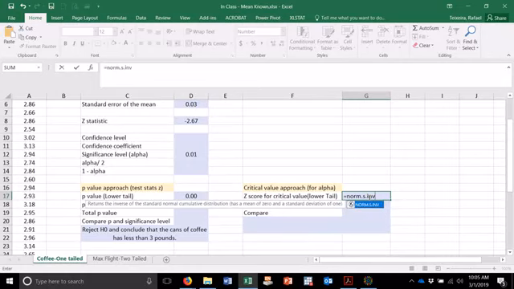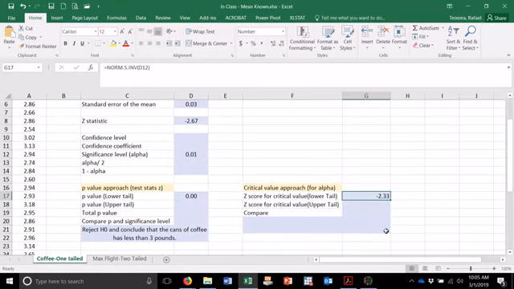NORM.S.INV, because this is the inverse. I have the area and I want to find the z. Then open parentheses, and then I select the probability or the area, which is 0.01. For a lower tail, I don't have to divide by 2 because it's only one side, only one tail. Then I close parentheses, and I get that. So I have my z critical as minus 2.33, and my z statistic is minus 2.67.